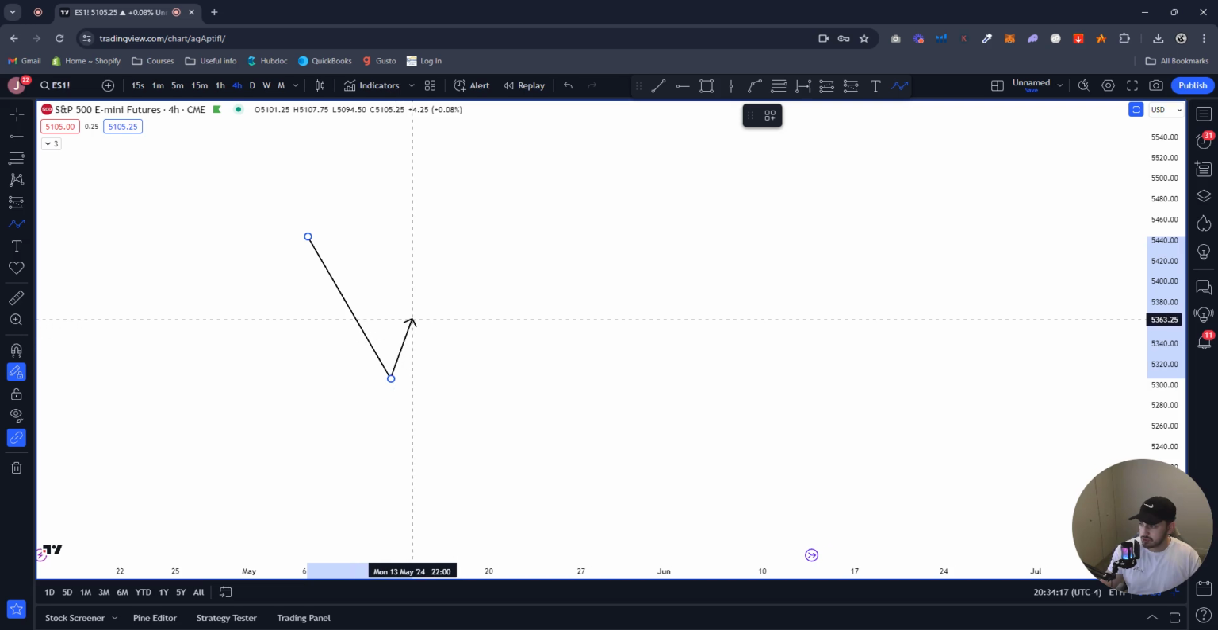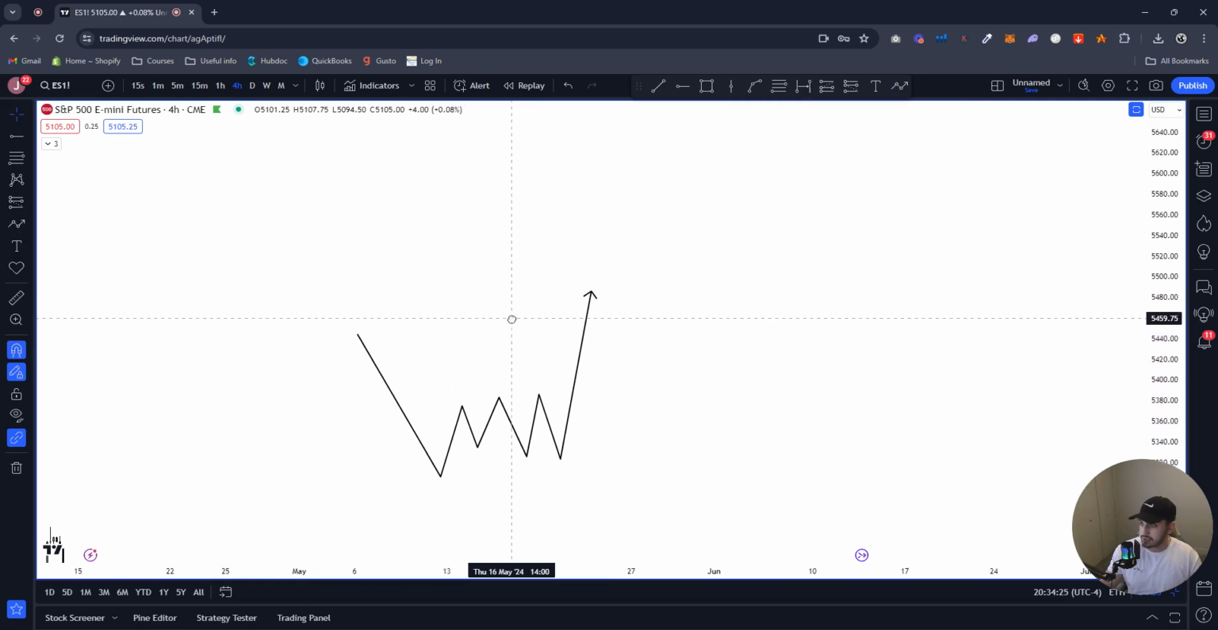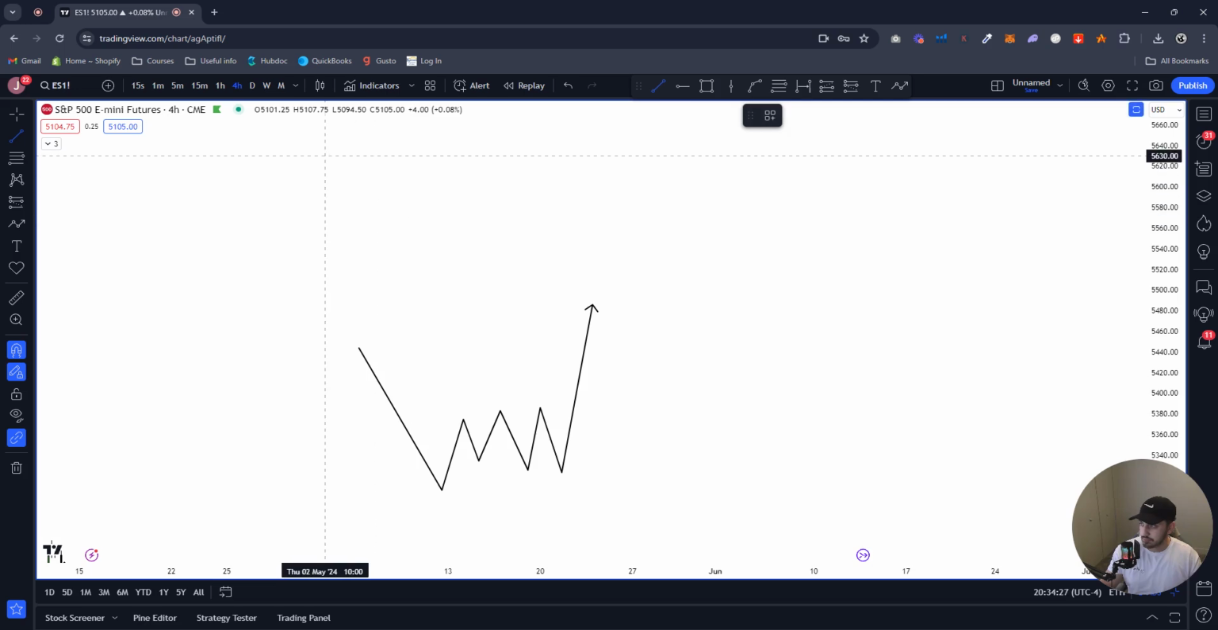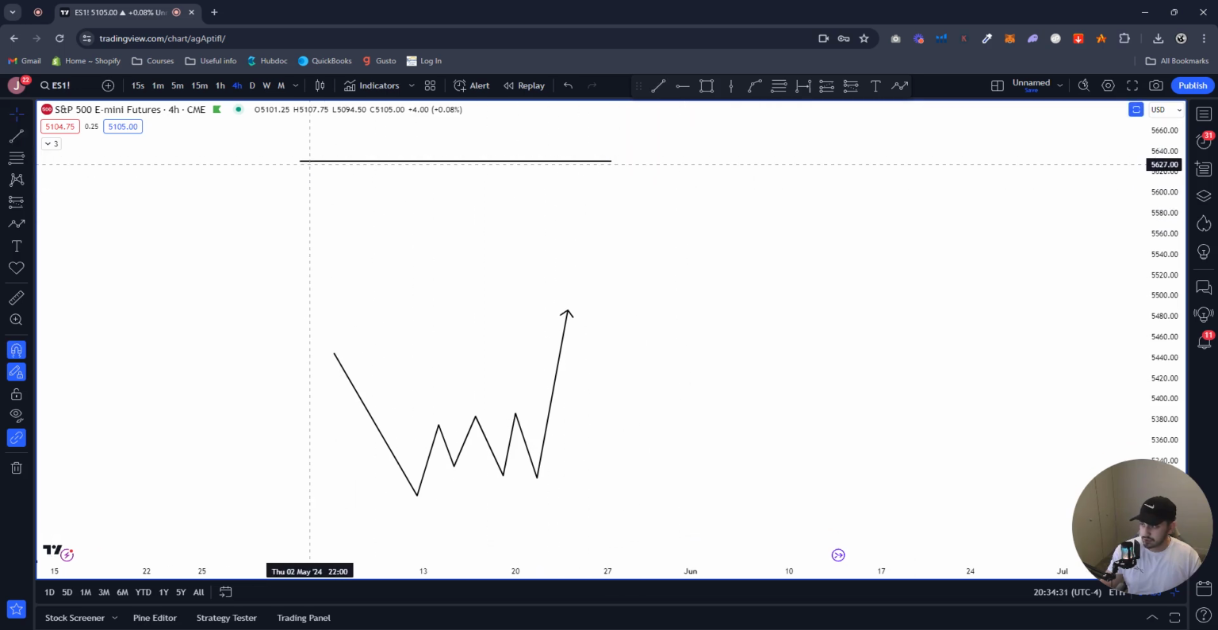For example, you'll have a lot of structure that looks like this. We'll just go sideways a lot, right? And you'll have one big candle push up. And let's say your draw on liquidity is all the way up here. You have your draw on liquidity. This is your target. This is what you're aiming for. You see this little consolidation, right? You get a sweep and then you get a big candle, just a very big candle.